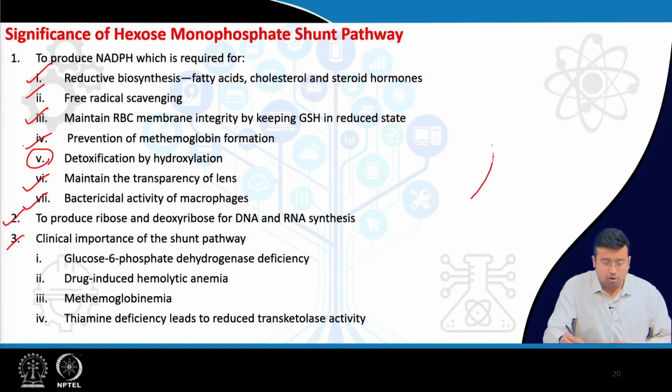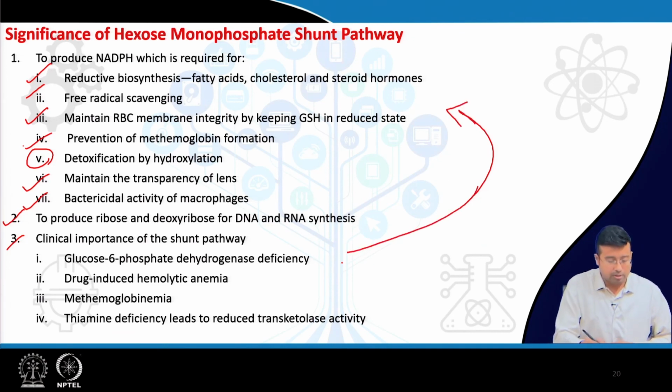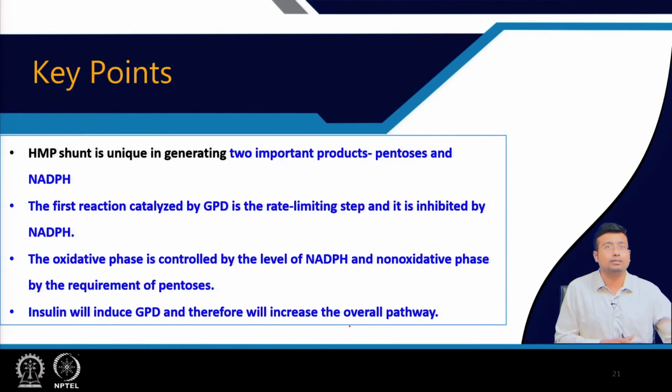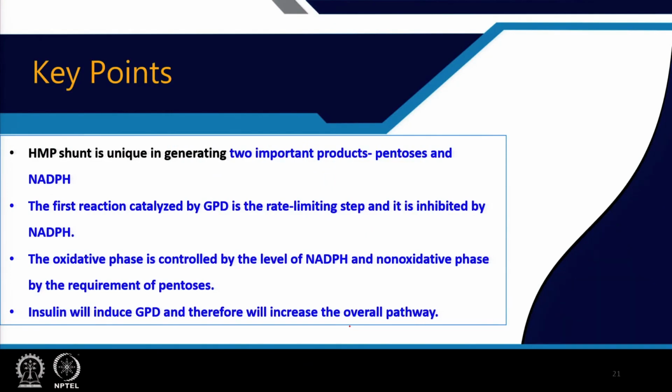So, the whole problem is due to this G6PD deficiency, and this also leads to drug-induced hemolytic anemia, methemoglobinemia, as well as thiamine deficiency that leads to reduced transketolase activity. So, the key points in these combined 2 classes are that NADPH as well as pentoses are produced from the HMP shunt.